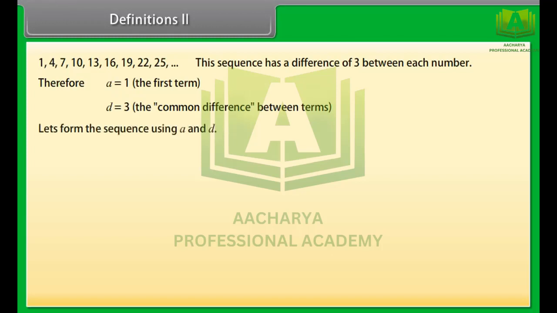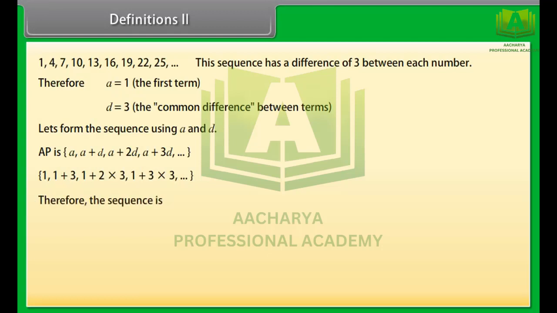Let's form the sequence using A and D. We know AP is equal to A, A plus D, A plus 2D, A plus 3D, and so on. Substituting the value of A and D, we get 1, 1 plus 3, 1 plus 2 into 3, 1 plus 3 into 3, and so on, which gives the sequence 1, 4, 7, 10, and so on.